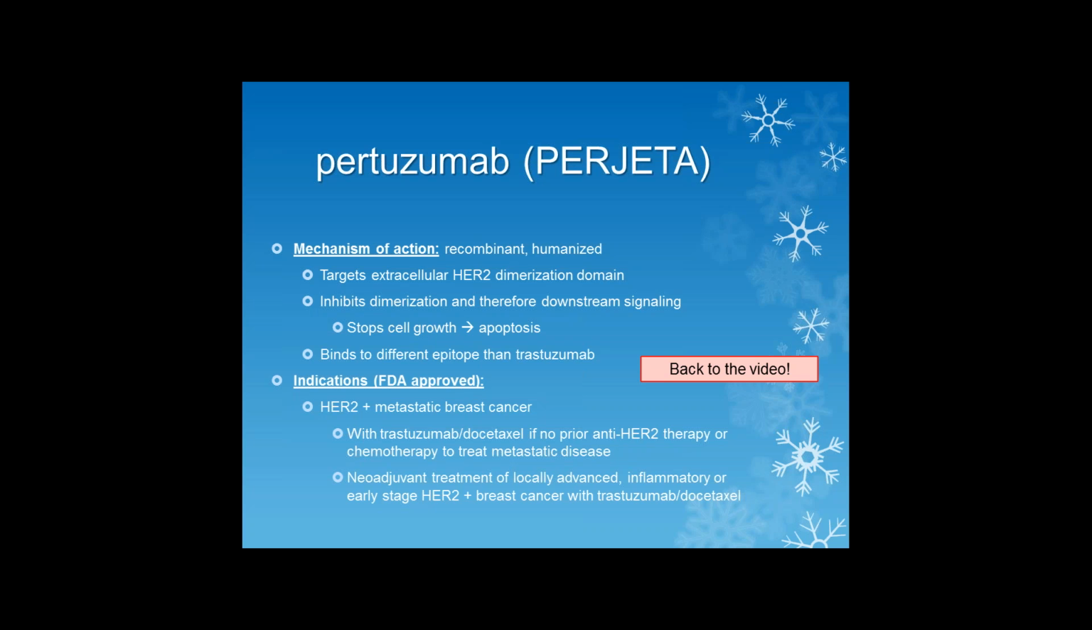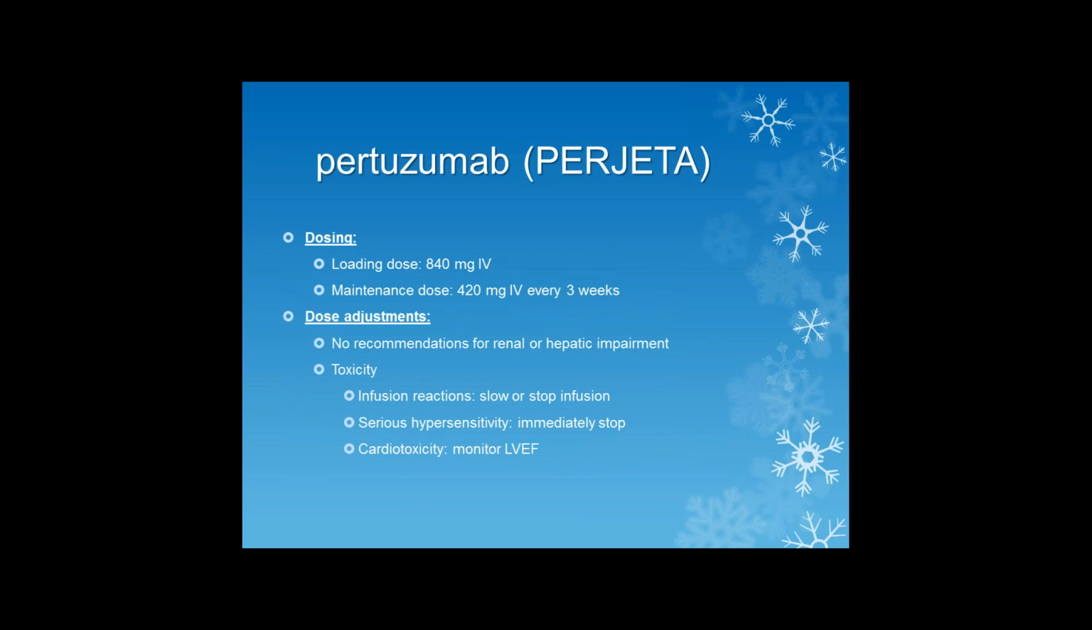So FDA approvals for this one, this is FDA approved for HER2 metastatic breast cancer, if they have not had any prior HER2 targeted therapy, or if it's metastatic disease, used with trastuzumab and docetaxel. And it can also be used in the neoadjuvant setting for locally advanced, inflammatory, or early HER2, and that's also with the trastuzumab and docetaxel.